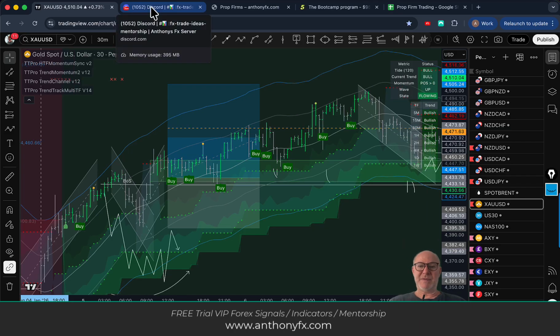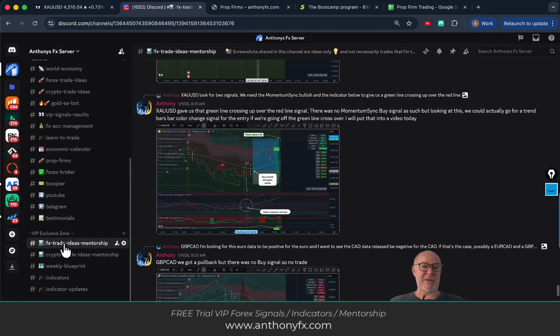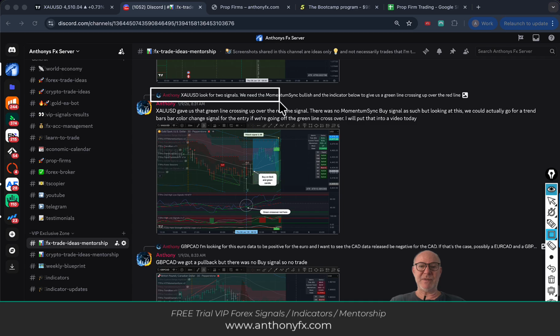First up, I've set up here in Discord, I'll show you this channel down here where I post daily trade ideas. Really simple instructions. It's as easy as paint by numbers. You can see the instruction here. Look at this. This was the original post. Look for two signals. We need the momentum sink and the indicator below to give us a green line crossing up red. That's it. We need a momentum sink bullish signal. Let's just start with that.